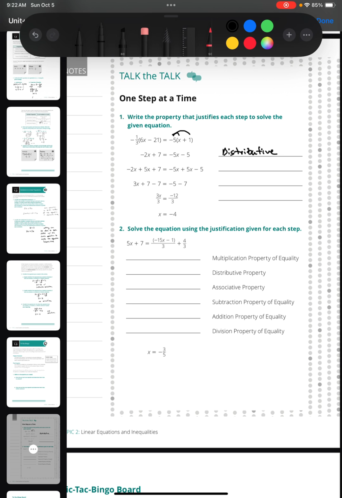Okay, on the next one, it looks like we moved all our variables to the left side. They added the 5x to the left side. So that would be the addition property. And then for the third step, it looked like we tried to move all the constants to the right, so they subtracted 7 to move that over to the right side. So they used the subtraction property. And that left them with 3x equals negative 12. And last, they divided by 3, so they used the division property. Ended up with x equals 4.